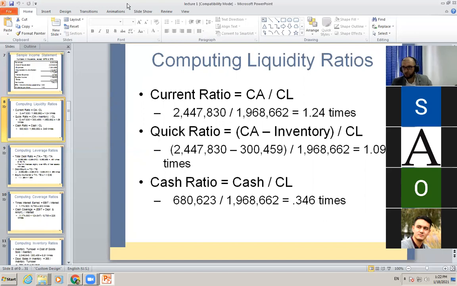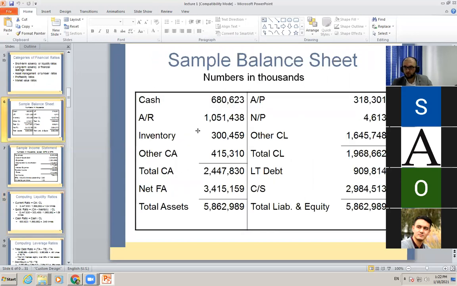Like the current ratio, it includes all the current assets divided by the current liabilities. If you come back, the total current assets are 2,447,000, divided by the total current liabilities of 1,968,000.